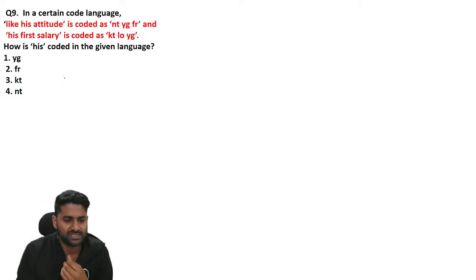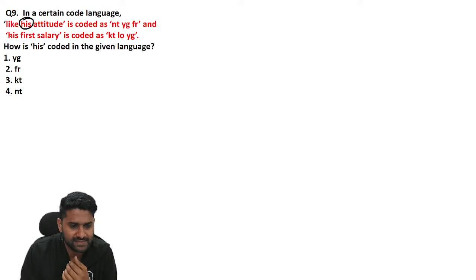In both these statements, you can see that his is the common word. If the word is common, definitely the code is also common. So observe NTPC. If any word is common, then the code is also common. The perfect answer is YC.